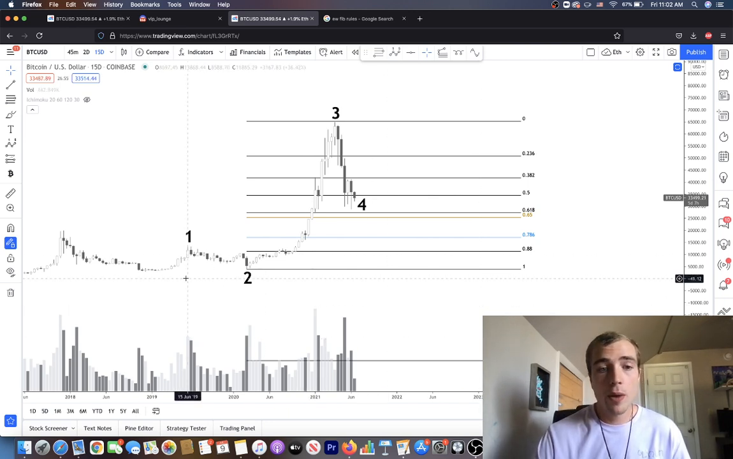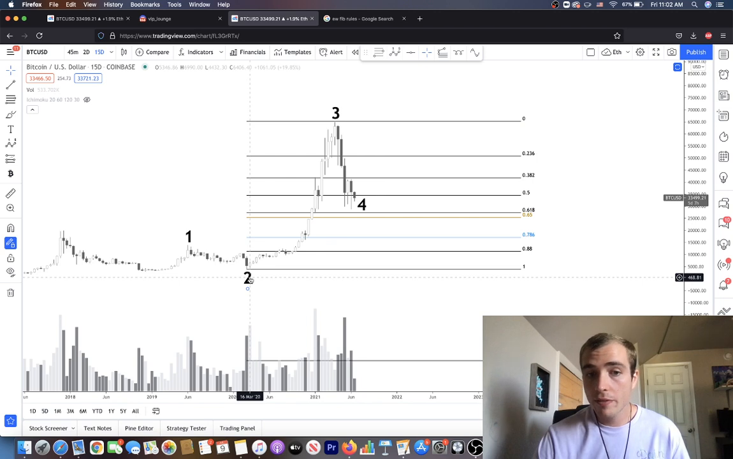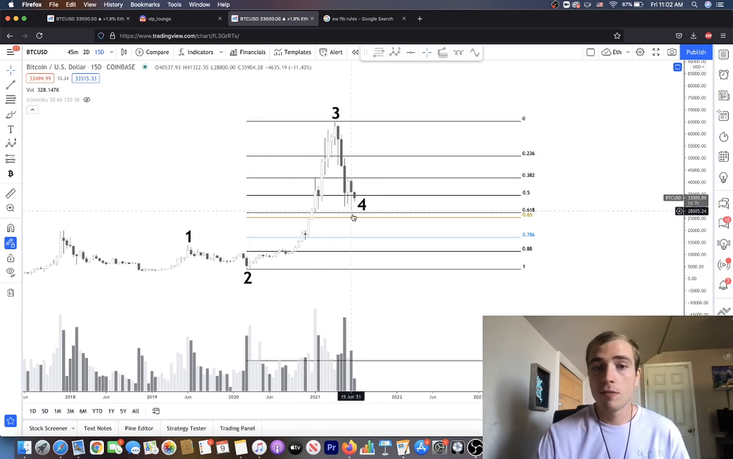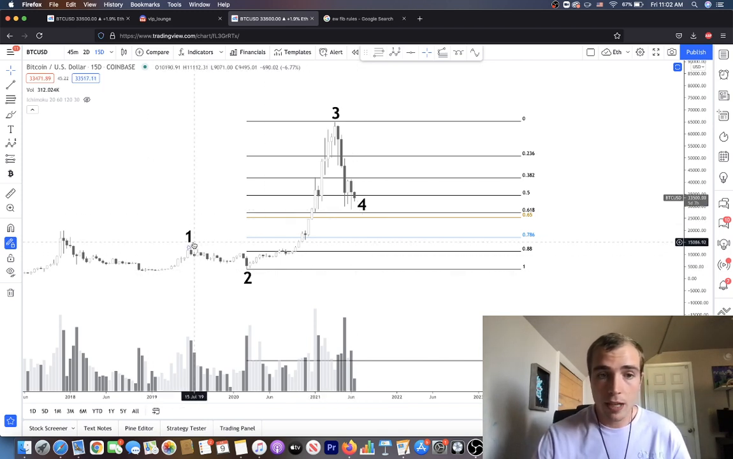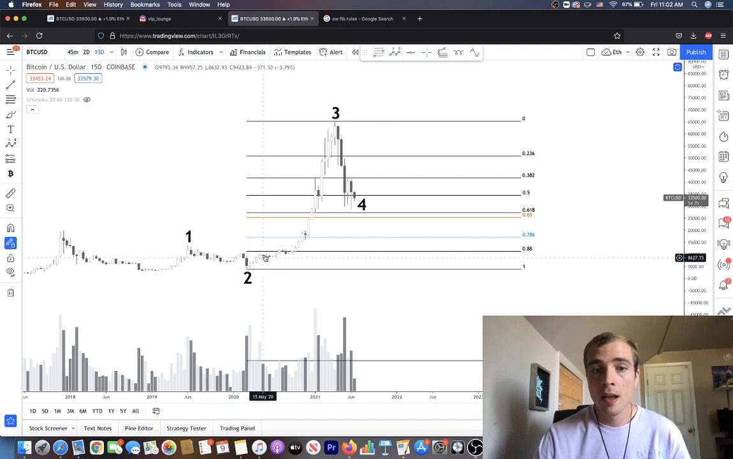So with Bitcoin, we have a 1 and a 2 wave right here, and a 3 and a 4 wave right here. Now it's very clear that that's the Elliott Wave count because you have 5 waves up and then an ABC correction, and then you have 5 more waves up and an ABC correction.